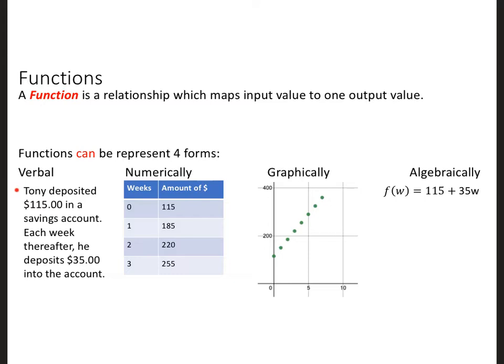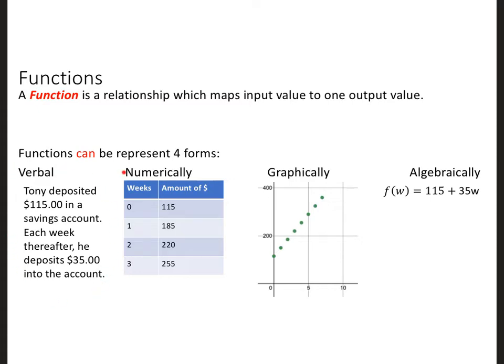So we got Tony who deposits $115 into a savings account. Each week thereafter, he deposits $35 into the same account. So in the very first week, he has deposited $115. Again, here's the verbal representation of what's going on.